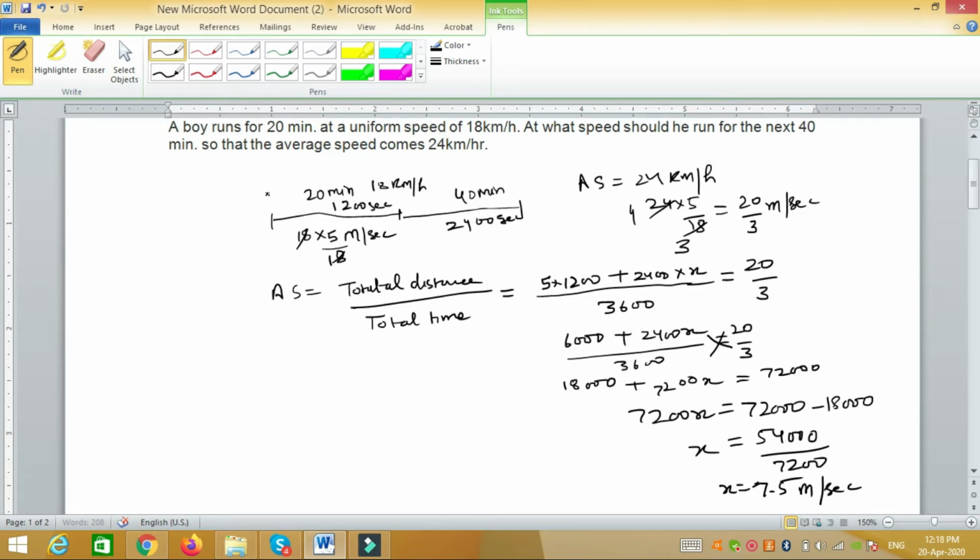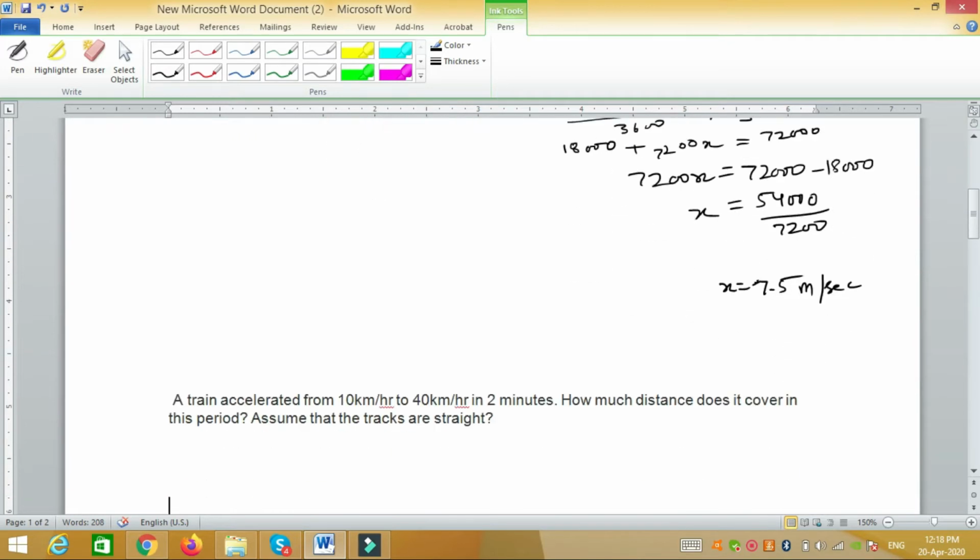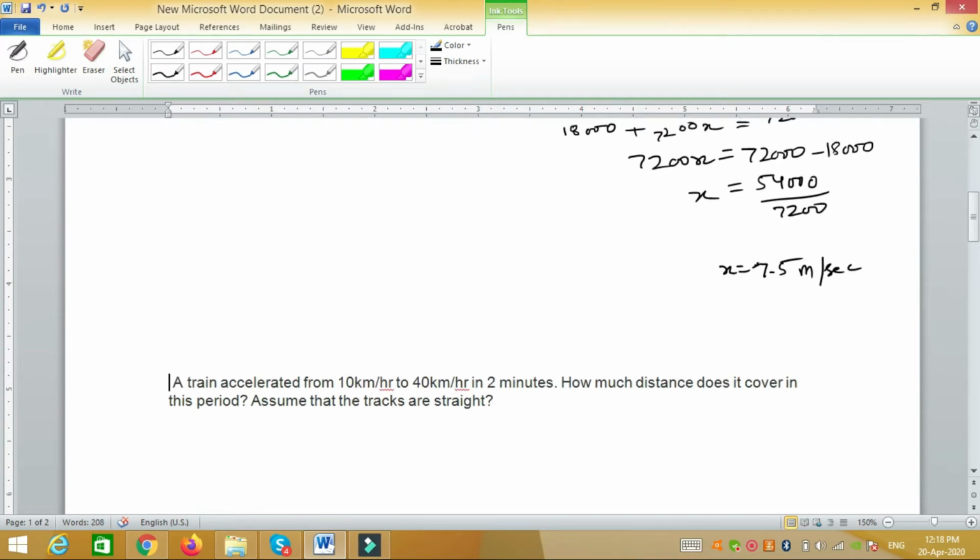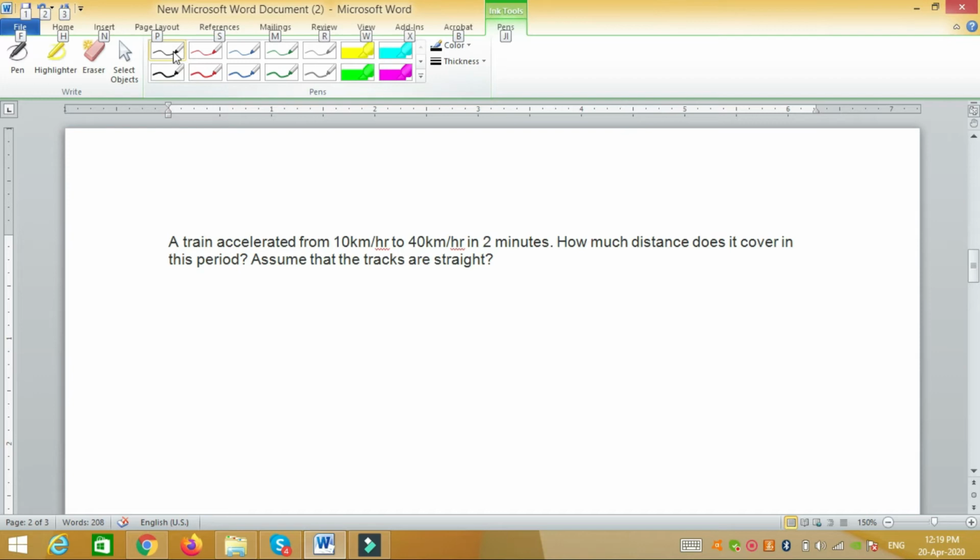I hope you understand. This is a very important question. Several times it is asked in the entrance exams. So now move towards the next question. We see the next question is again very easy.